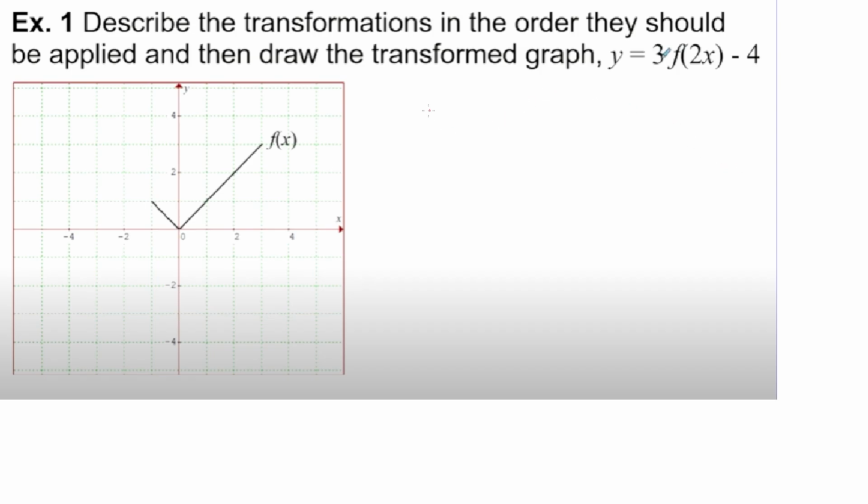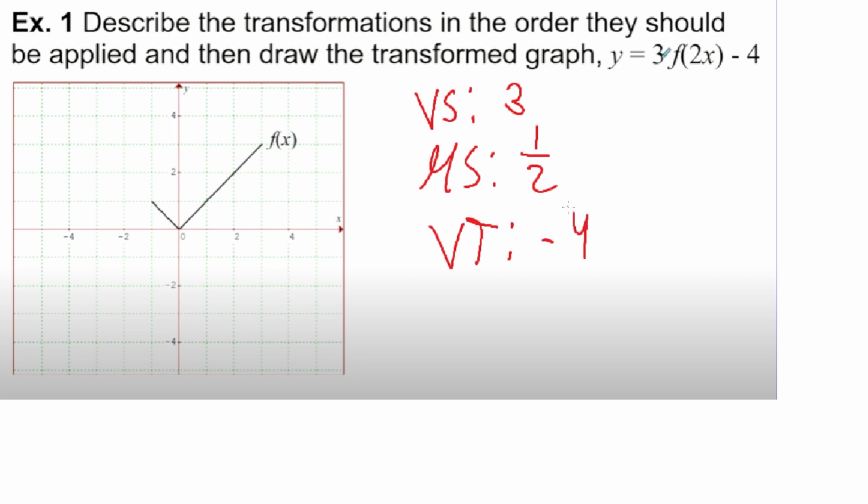So here's what we can see. There's a vertical stretch of 3, and there's a horizontal stretch of, take the reciprocal of whatever's here, 1 over 2. And there's a vertical translation of minus 4 units. So let's do the horizontal stretch first. Why not? Okay, half of negative 1 is negative half. Half of 0 is still 0, and half of 3, 1.5. Okay, so that's the first thing done.